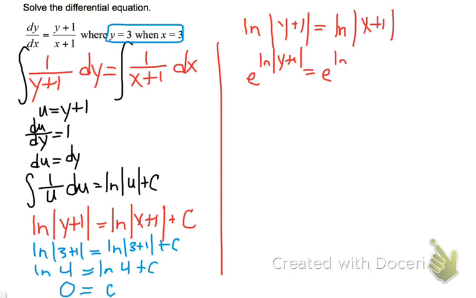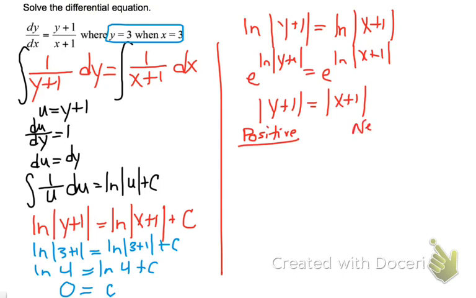Since both sides of the equation are natural log expressions, raising them as exponents to a base of e will cancel out both natural logs, and we have the absolute value of y plus 1 is equal to the absolute value of x plus 1. Now given this situation, we need to undo the absolute values on the left side, the y plus 1 side, and the way that we do that, again, is we create the positive case and the negative case. This is what we do when we undo absolute values.